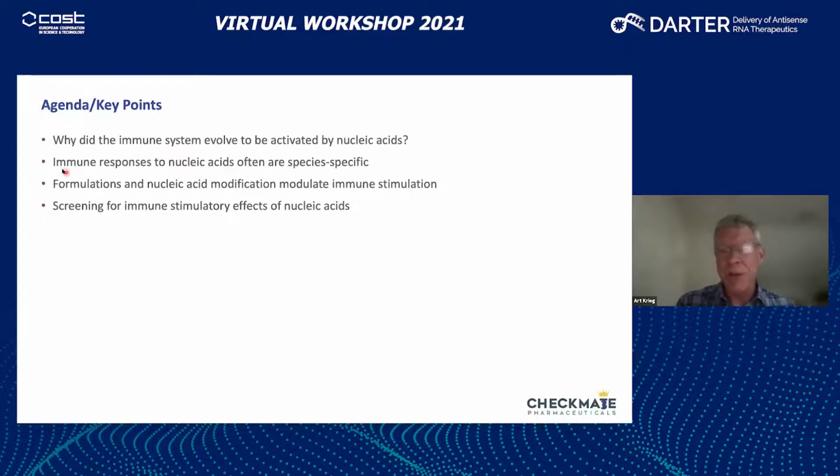And to make several points that Patrick also made, one is that the immune responses to nucleic acids often are species specific. So if you're using mice to screen for humans, they're really not perfectly predictive. In addition, the formulations and the nucleic acid modification can greatly modulate immune stimulation. I'll talk a little bit about that, but there's a lot more to it, and Patrick made those points as well. And then I'll try to dive into, from a very practical perspective, what are some of the screening assays that are best at picking up the immune stimulatory effects of nucleic acids.